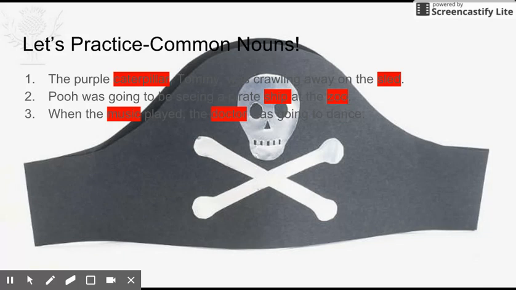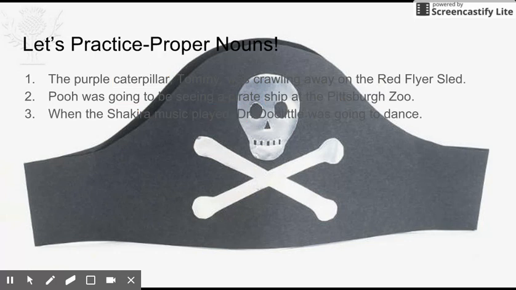All right, so the ones that are highlighted in red are common nouns. Now, be careful when looking at number 2 with the words pirate ship. In this case, pirate is being used as an adjective. It's telling us more about what type of a ship. And this is why you really need to read each sentence carefully because in this sentence, pirate is not a noun of any kind.